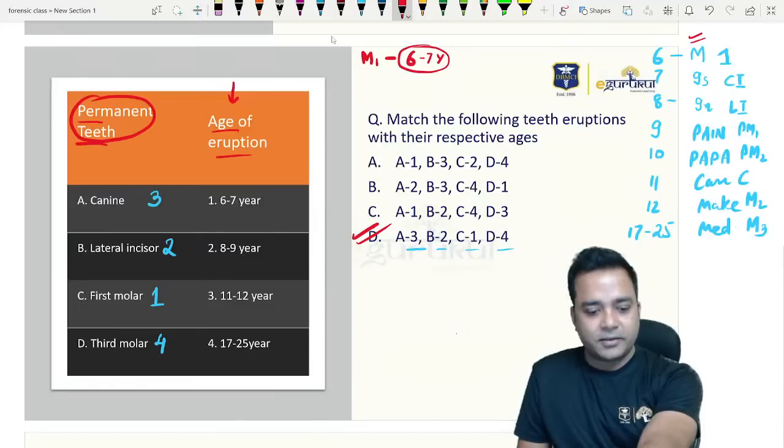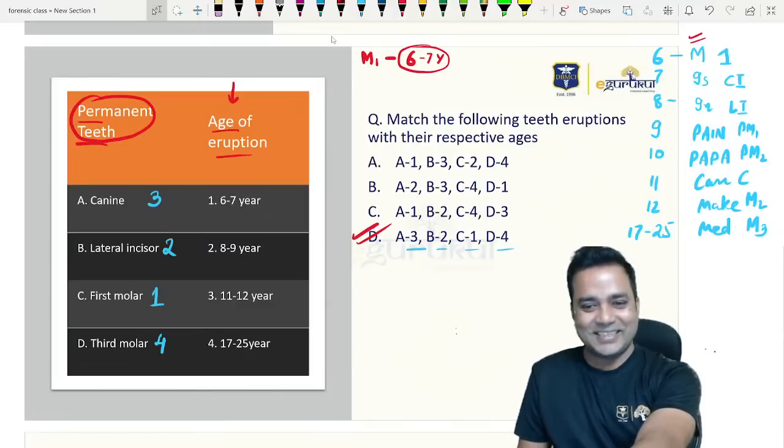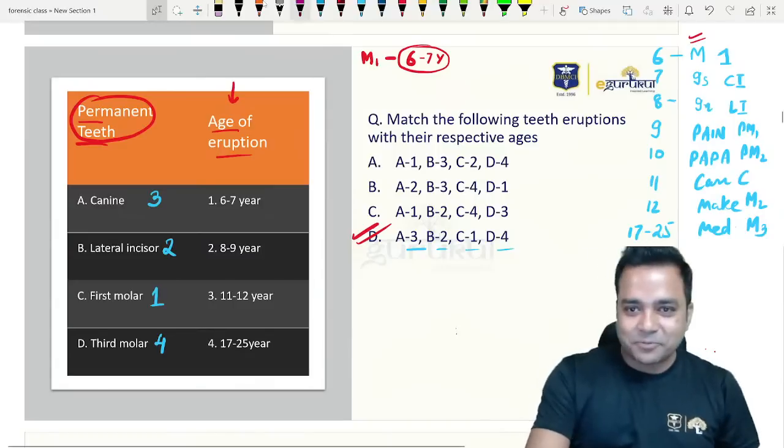Chalo, आगे बढ़े. Let us move on. So easy, so easy. Paper ऐसा ही होना चाहिए, easy होना चाहिए, isn't it? So that we keep on smiling and smiling.